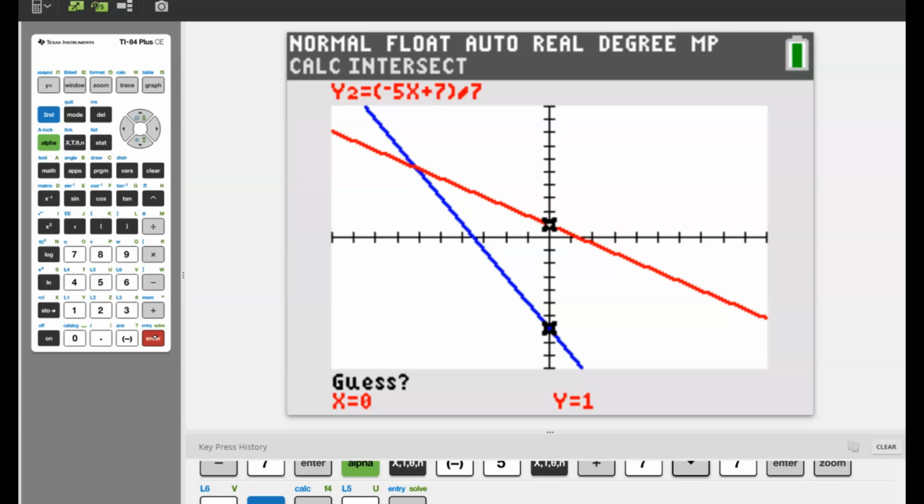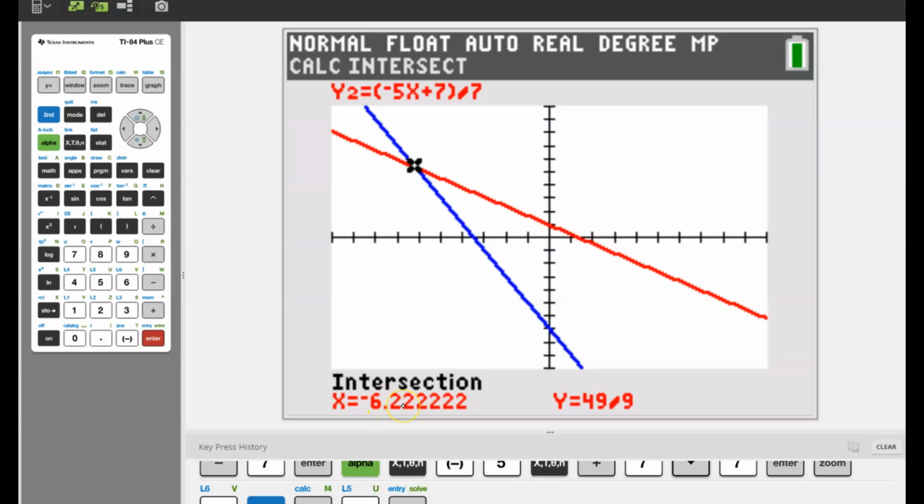And then it asked me for a guess. The guess is really in case you have more than one intersection. We only have one intersection, so we're going to press enter through the guess. So it's a lot of keystrokes, but most of that is just pressing enter to accept what the calculator is giving you. Notice when I press enter after the guess, now it's giving me the intersection at x equals negative 6.222 and y equals 49/9. It's giving me the fraction for the y because I entered a fraction in my y equals.